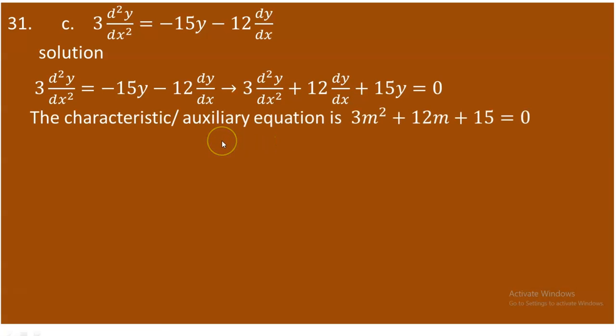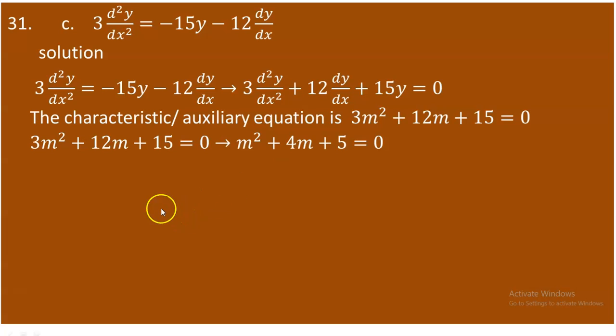So again, let's find the characteristic or auxiliary equation for this. You will obtain that to be 3m squared plus 12m plus 15 is equal to 0. So dividing the coefficient by 3, what comes here is m squared plus 4m plus 5 is equal to 0. So think of two numbers where their sum can be 4 and product 5. It's very difficult to find that in the set of real numbers. So let's solve this one in the set of complex numbers.